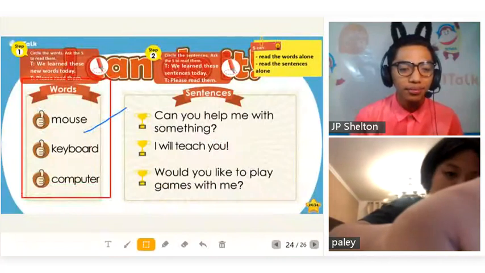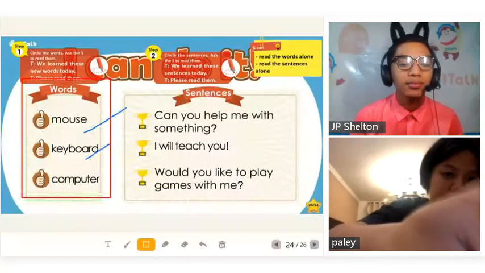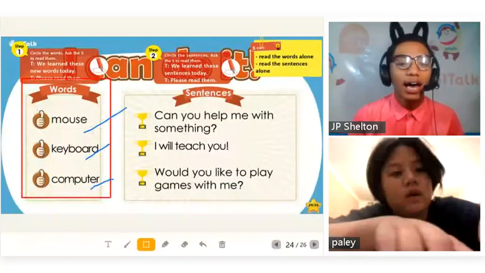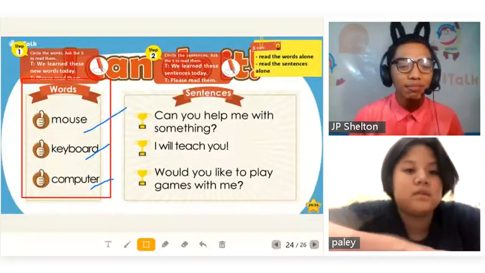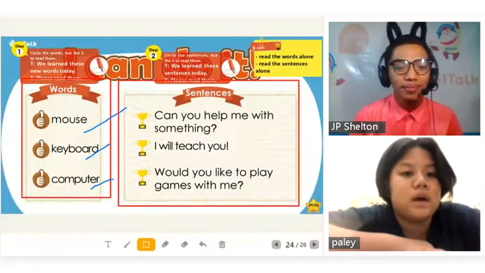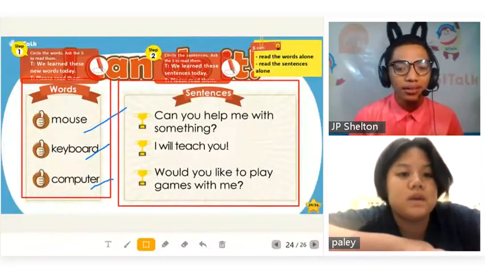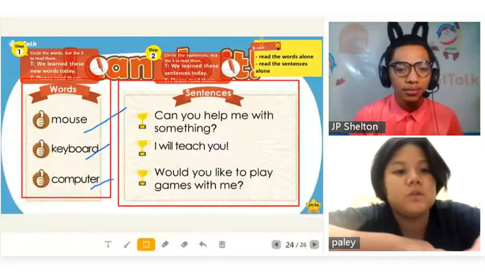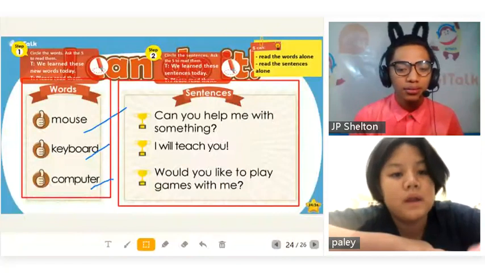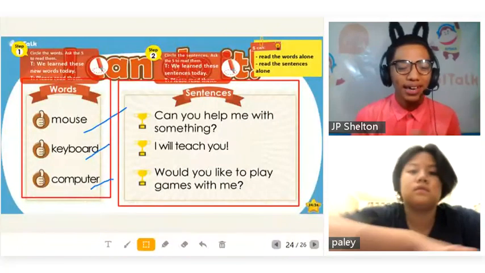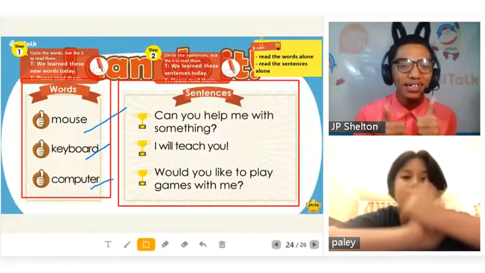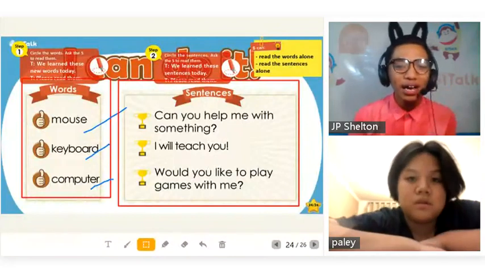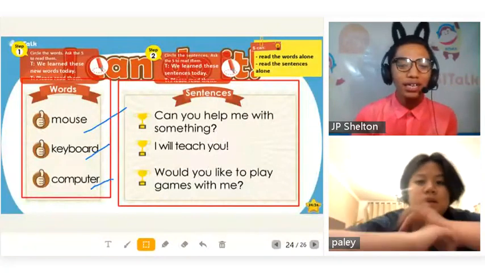Mouse, keyboard, computer. Okay, how about the sentences? Please read. Can you help me with something? I will teach you. Would you like to play games with me? Okay, very good. Great job. All right, because of that, you got your fourth magic star.